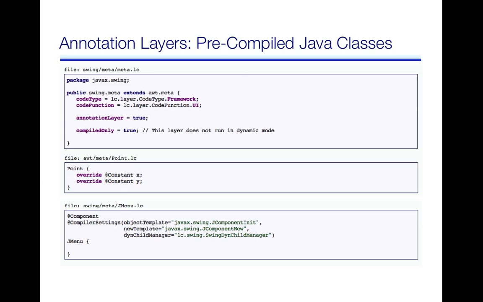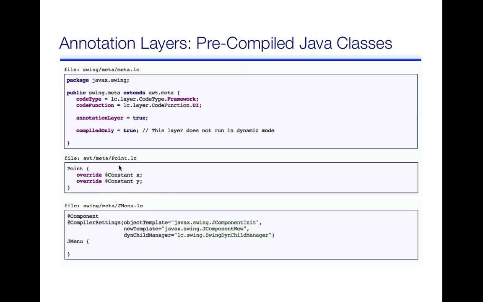Annotation layers let you mark pre-compiled Java classes with these annotations. You don't have to generate a wrapper class, so you can just use the existing class name, and when LayerCake uses that class, it applies the annotations. This example shows the annotation layer for the swing package. It simply has to mark itself as being an annotation layer, and then it can't include any code. All it can do is include annotations.